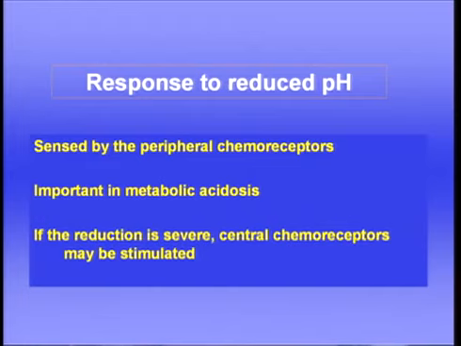It's also believed, I mentioned that pH works through the peripheral chemoreceptors, but there's some evidence that if the arterial pH is sufficiently reduced to a very low level, the central chemoreceptors may be stimulated, and maybe some of the change in pH leaks across the blood-brain barrier, which, as I said, normally doesn't happen.